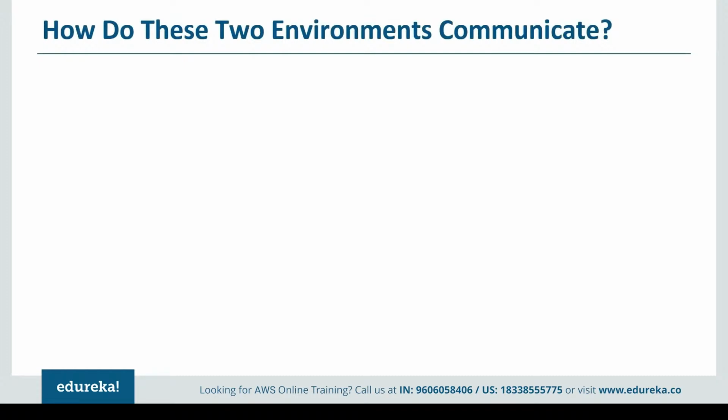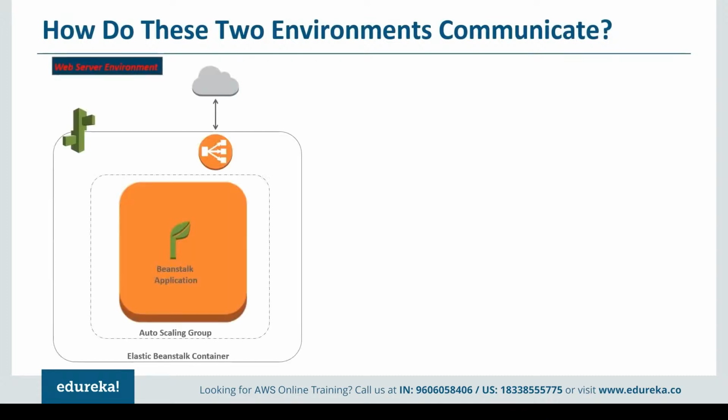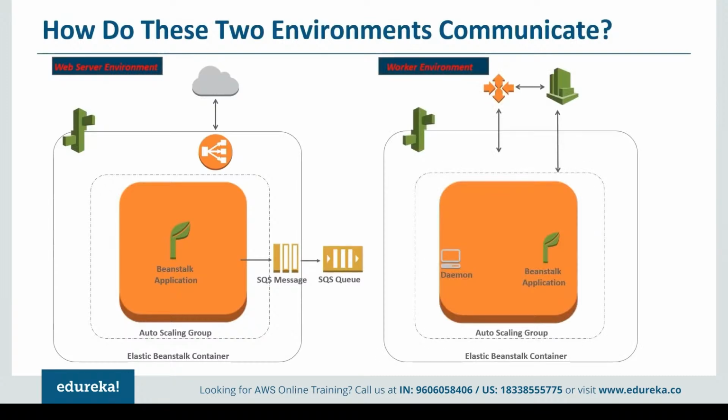Now you know what web server environment is and worker environment is, and why do we need worker environment. But there has to be some way so that this web server environment can pass on this task to worker environment. Let's see how. So you have your web server environment. It has received a request, and while processing, it has encountered tasks which are taking a lot of time. So what it does, it creates an SQS message. SQS is a simple queue service offered by Amazon. And this message is then put into SQS queue. And the different requests are arranged based on priority in the SQS queue.